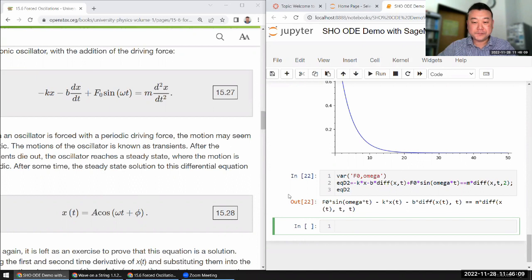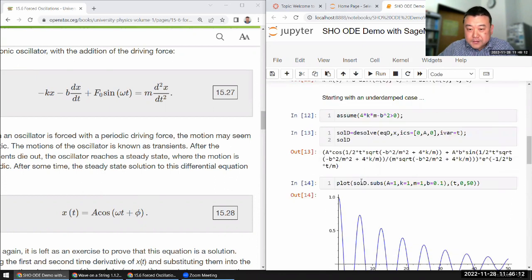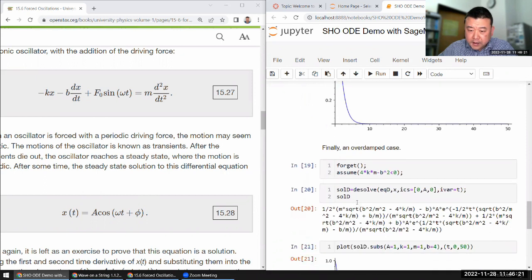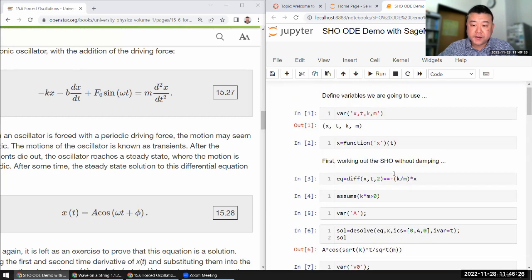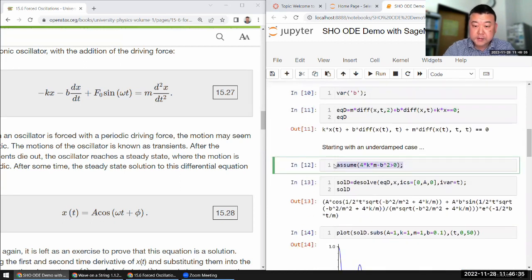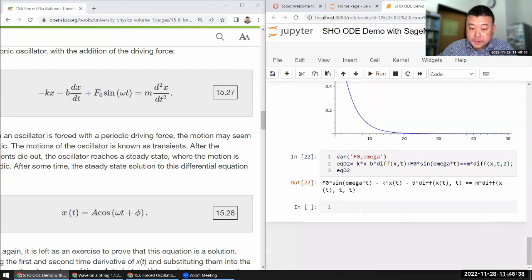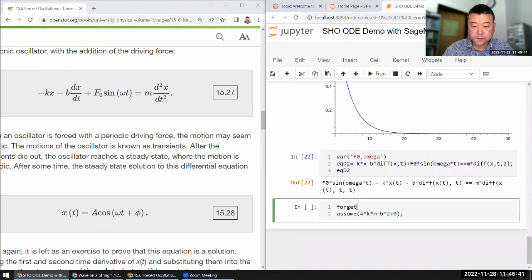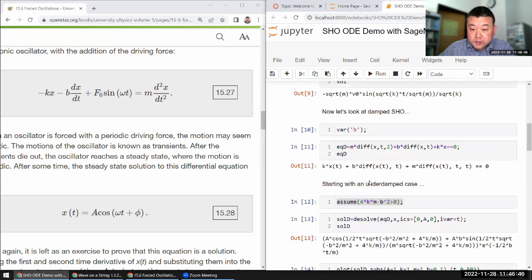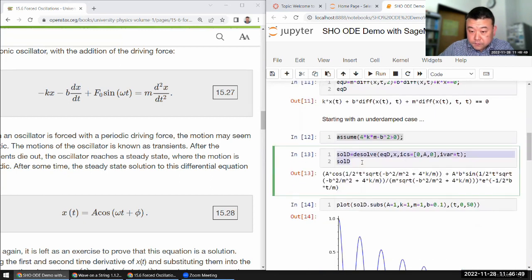So let's try solving. I think where we ended the last time is we ended with an overdamped case. So let's go back to the underdamped case, because I have a feeling that's going to be more interesting than the overdamped case. So, underdamped case. And I'm going to have it forget previous assumptions. And then we will solve, all right.